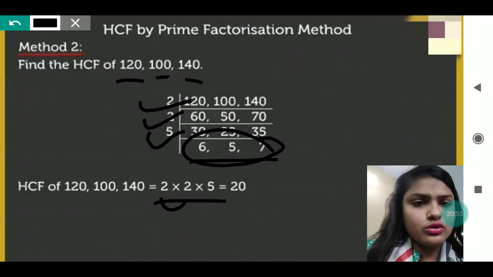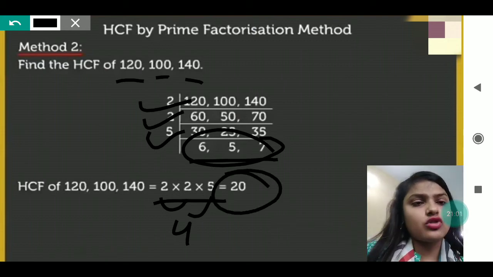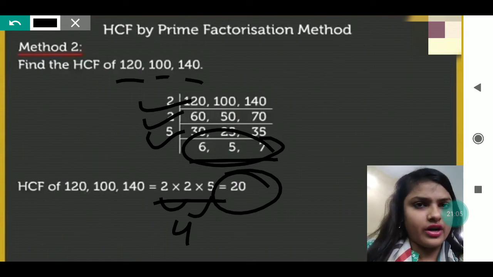Now 2 into 2 we will do, then we will get 4, and 4 into 5 we will do, then you will get 20. So 20 is the highest common factor of 120, 100 and 140. Okay.